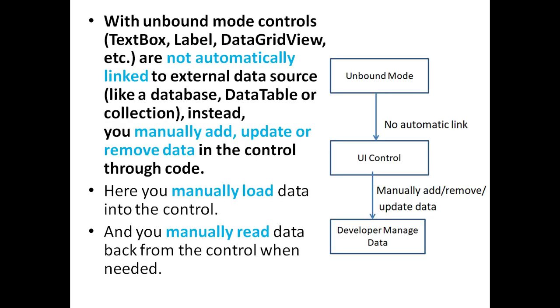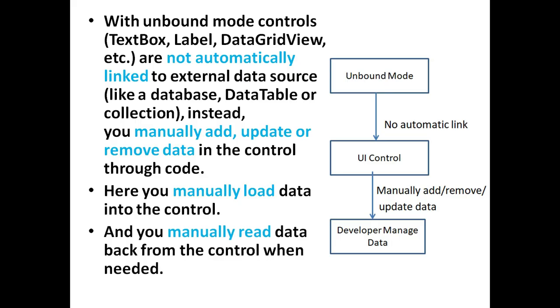external data source. With unbound mode, controls like text box, labels, data grid view are not automatically linked to an external data source like database, data table or collection. Instead, you can manually add, update or remove the data in the control through code. Here, user manually loads the data into a control and user manually reads data back from the control when needed. Here is a pictorial representation.